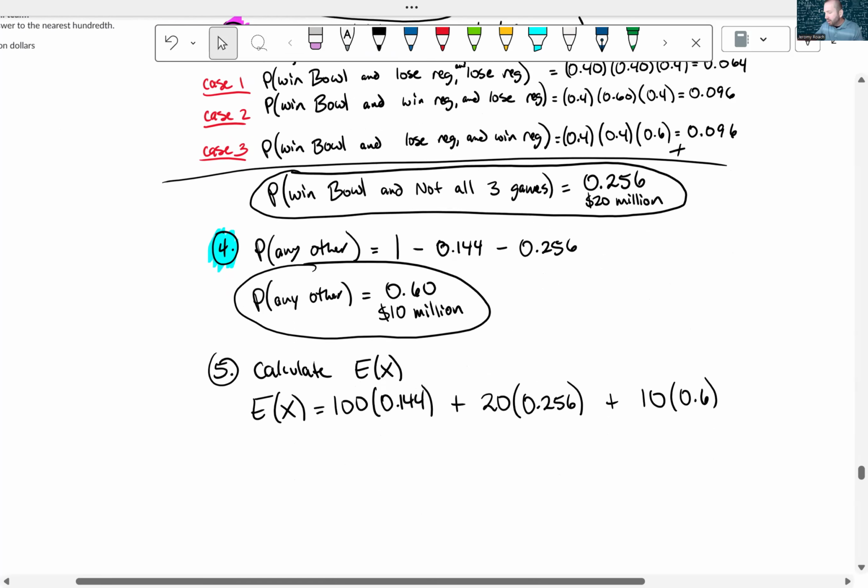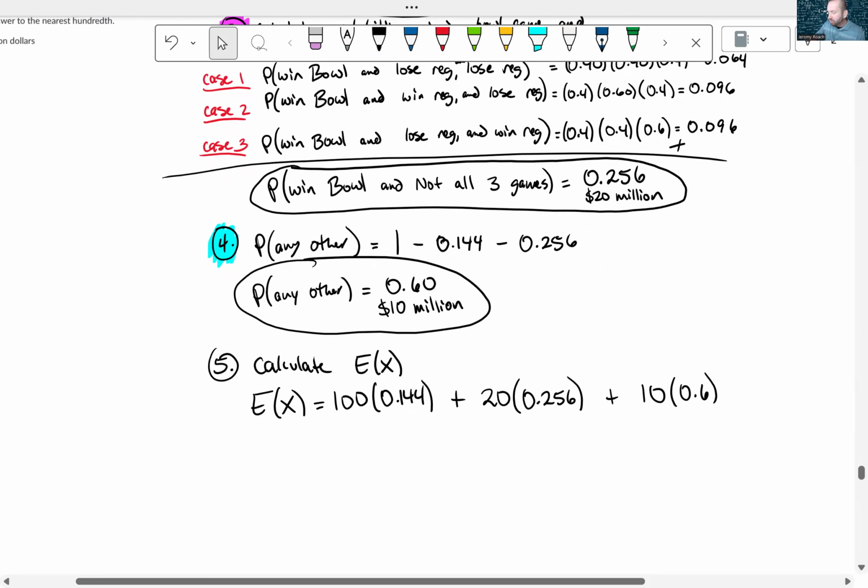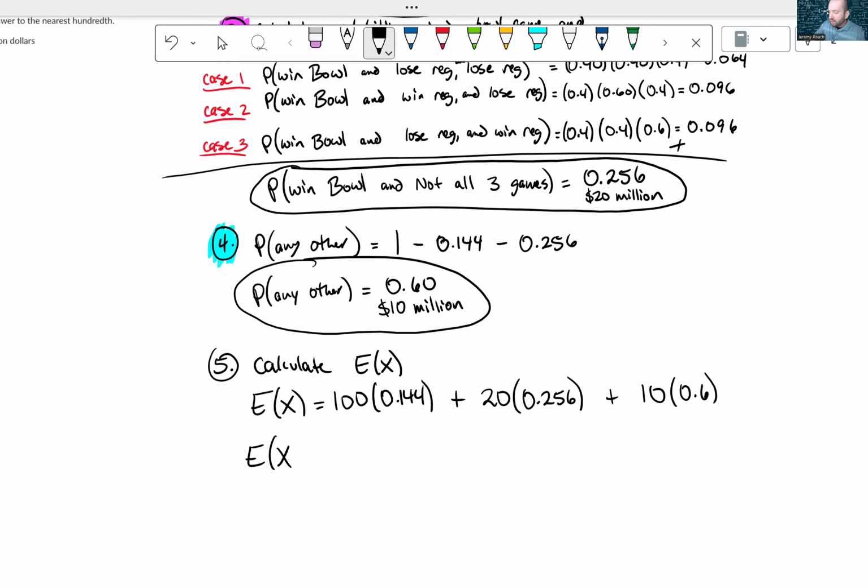As you can see, all of these are favorable outcomes. These are all positive values, so no matter what our number is, we know it's not going to be negative and it's going to be a good outcome regardless. But just keep note of that. These are all positive numbers. So this is 14.4 plus 5.12 plus 6.